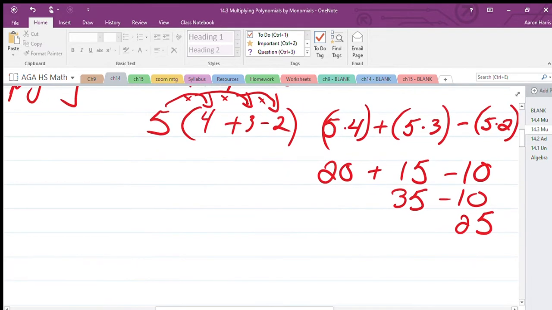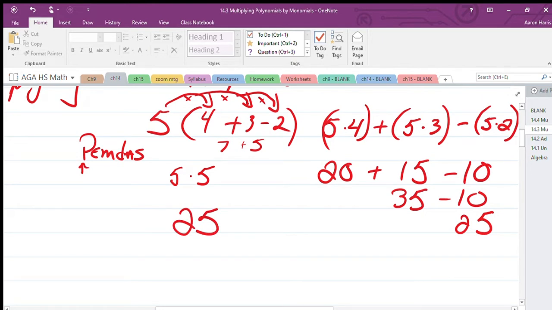Now, remember the rules of PEMDAS. PEMDAS says do what? Do what's in the parentheses first. Can I add and subtract constants? Yes, I could have. So watch this. 4 plus 3 is what? 7. 7 minus 2 is what? 5. Right? So now I really have 5 times 5. And what's 5 times 5? 25. So as you can see, we can distribute this in, or we could do what's in the parentheses first, and either way we'll still come out with the same answer.